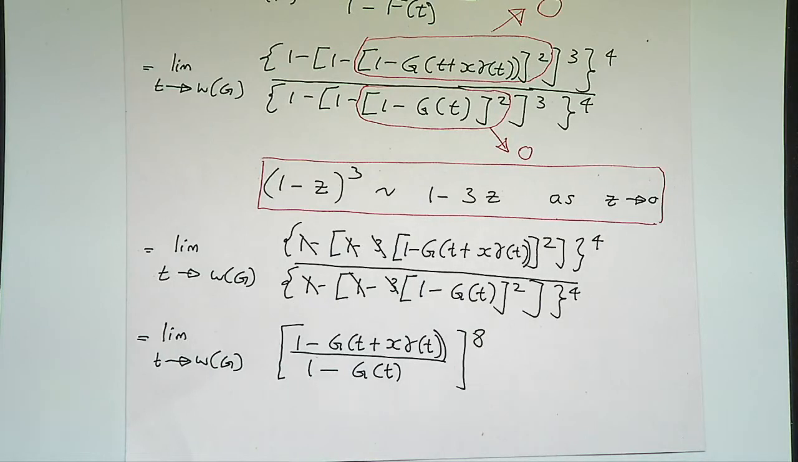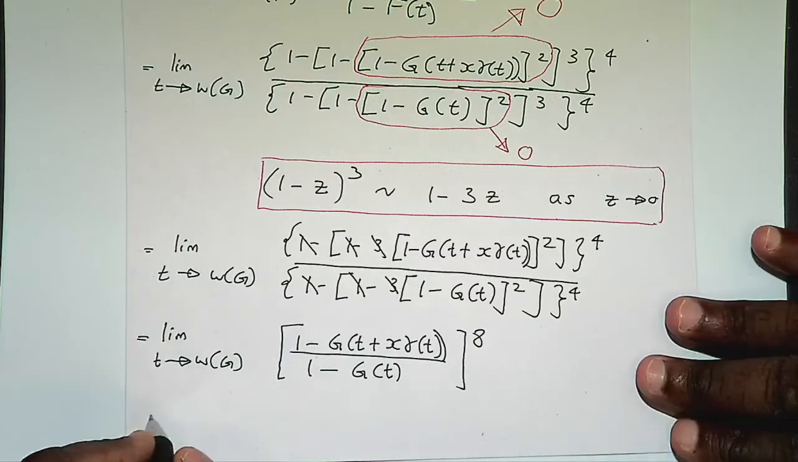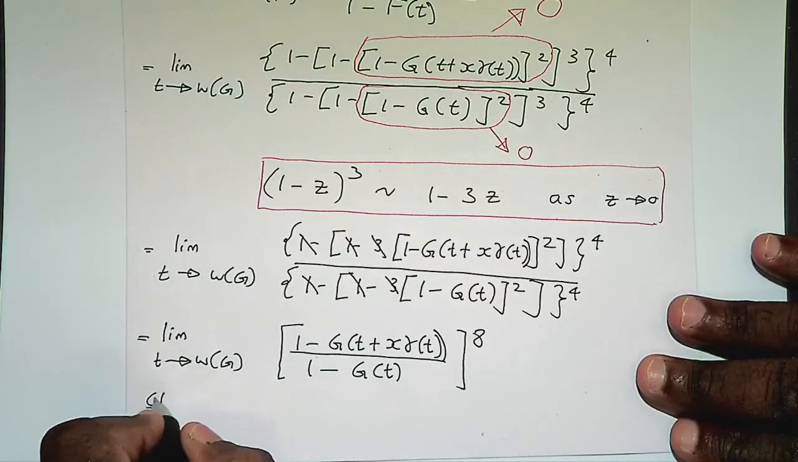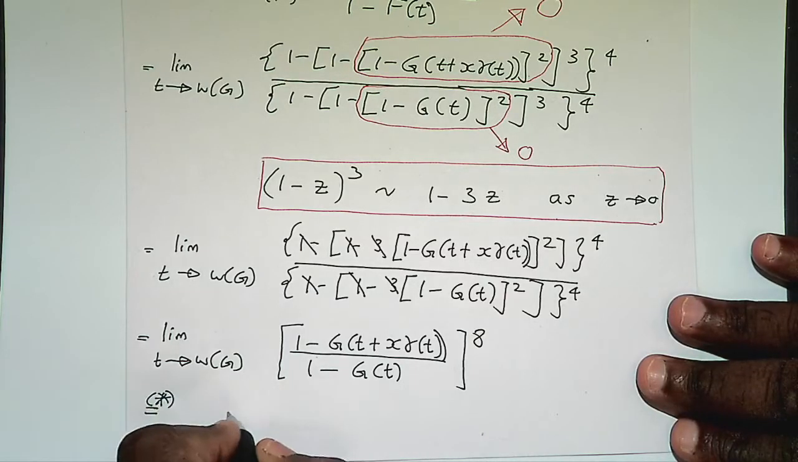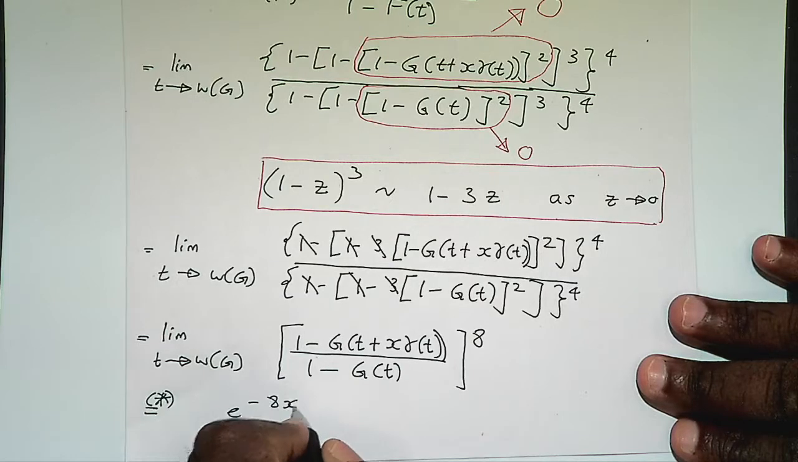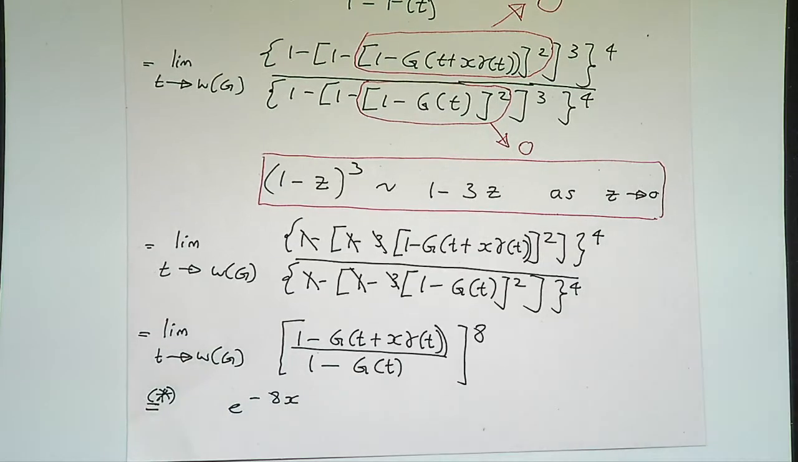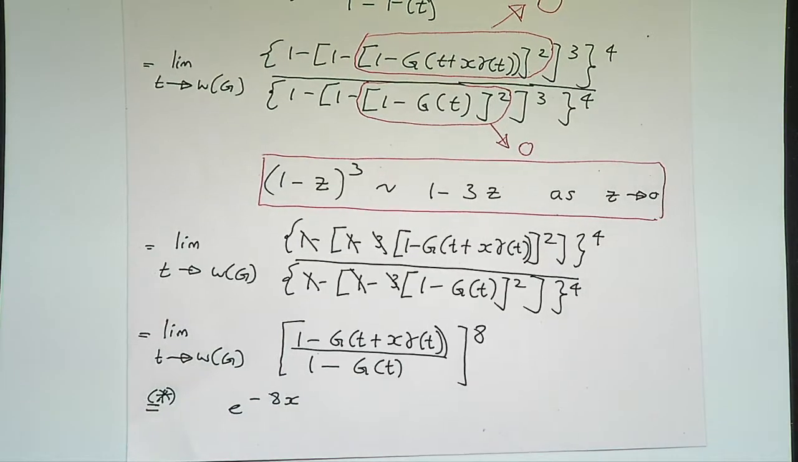So power 8. So 2 times 4 gives you 8, right? Now using star, if you use star here, this will become e to the power 8 times x, right? Which is of the same type as Gumbel. So you prove that f and g belong to the same domain, the Gumbel domain of attraction, right? So you will need to repeat this for Frechet and Weibull. Okay.